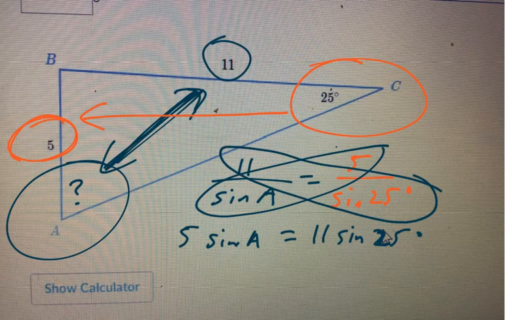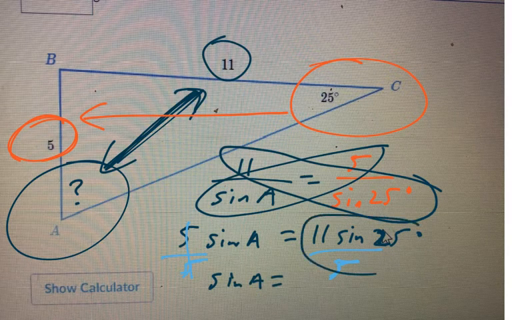And does everyone agree, once I divide both sides by 5, I now have the sine of A equal to whatever that is. So let's do that on the calculator.